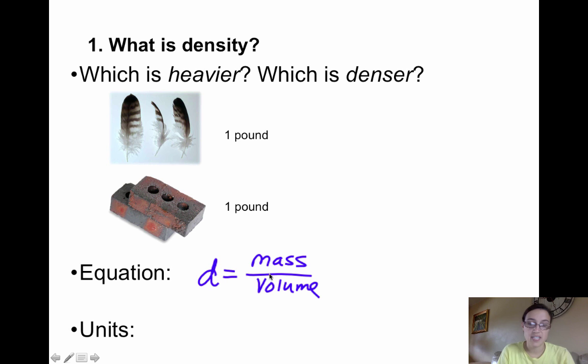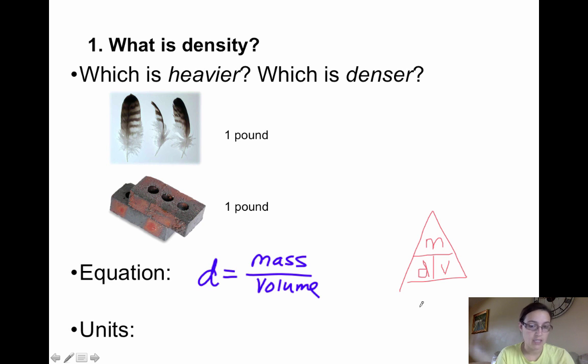So the equation for density is mass divided by volume. So density equals mass over volume. And remember, I showed you guys this triangle, and we have mass on the top. We have density down here on the left, volume down here on the right. So if you wanted to solve for density, you just cover up density, you do mass divided by volume. If you need to solve for mass, you cover up mass, you do density times volume. If you need to solve for volume, cover that up, you do mass over density, so mass divided by density. Okay, so your equation is always mass divided by volume.